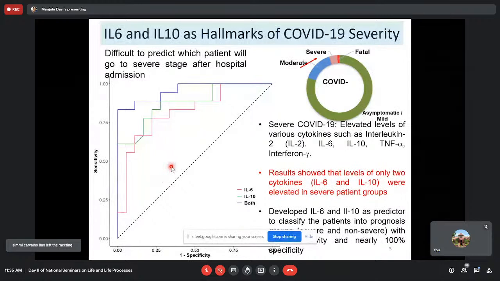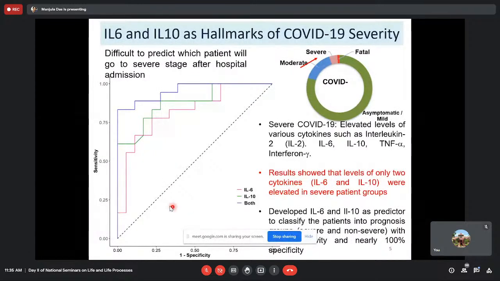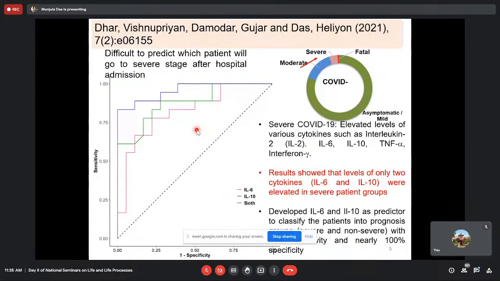Okay, so by developing assays to detect these two cytokines, here we can see that it is only IL-6 or IL-10, the combination of these two, that will be enough to predict the severity of the infection. So this was published recently in Heliyon by our group.